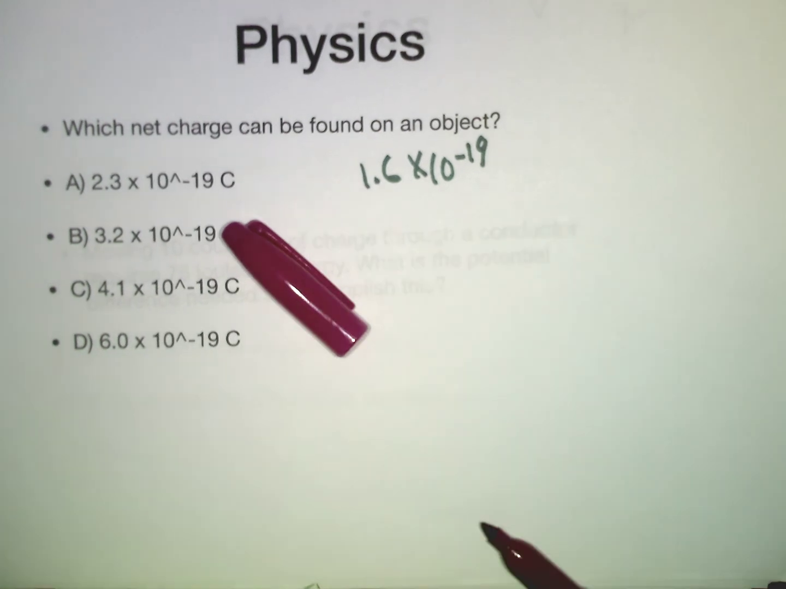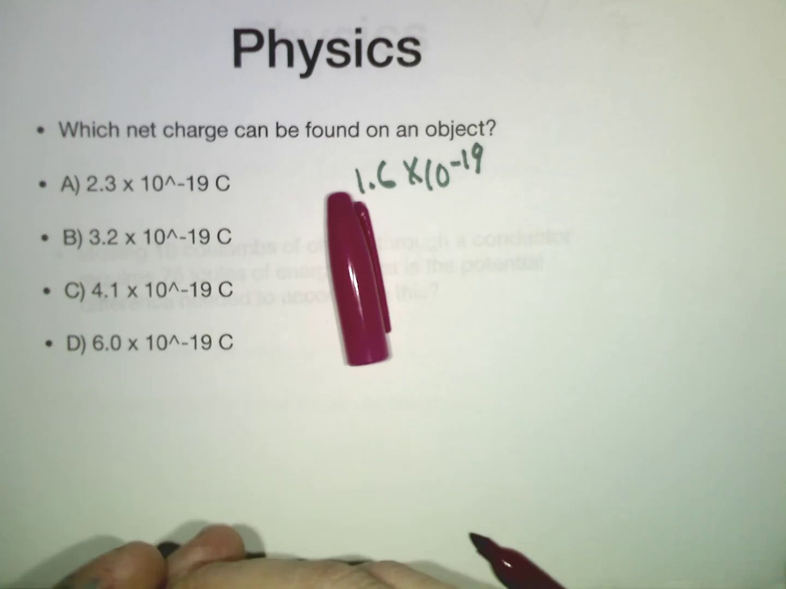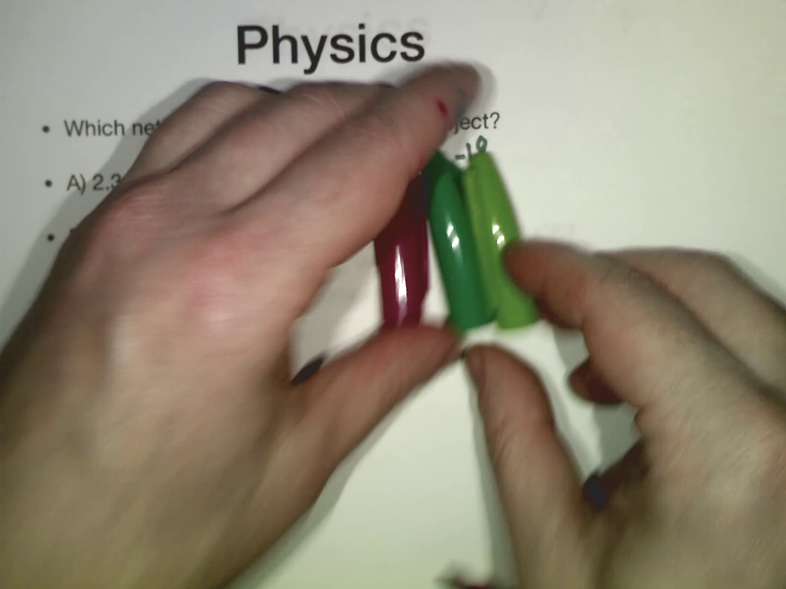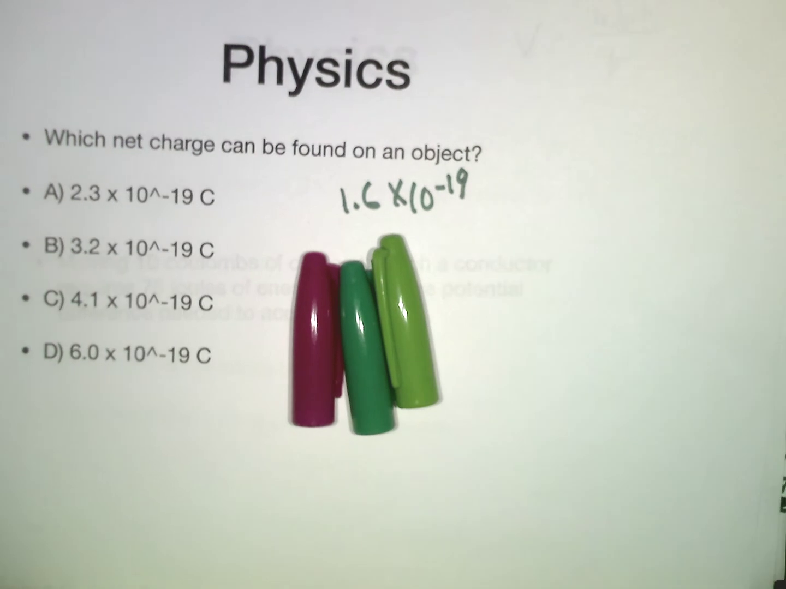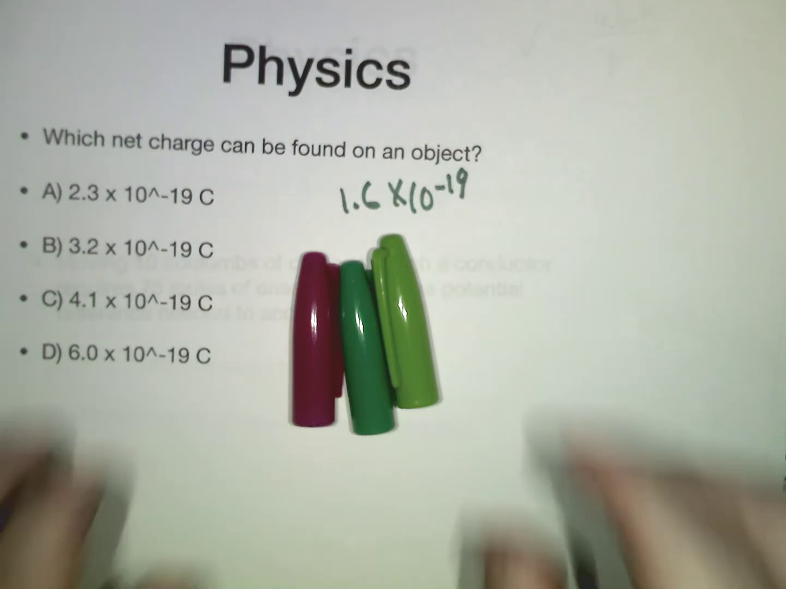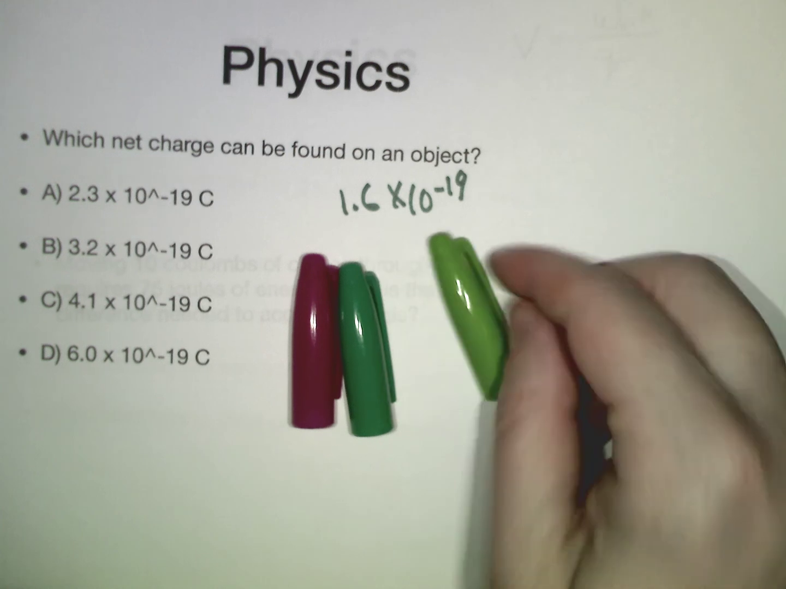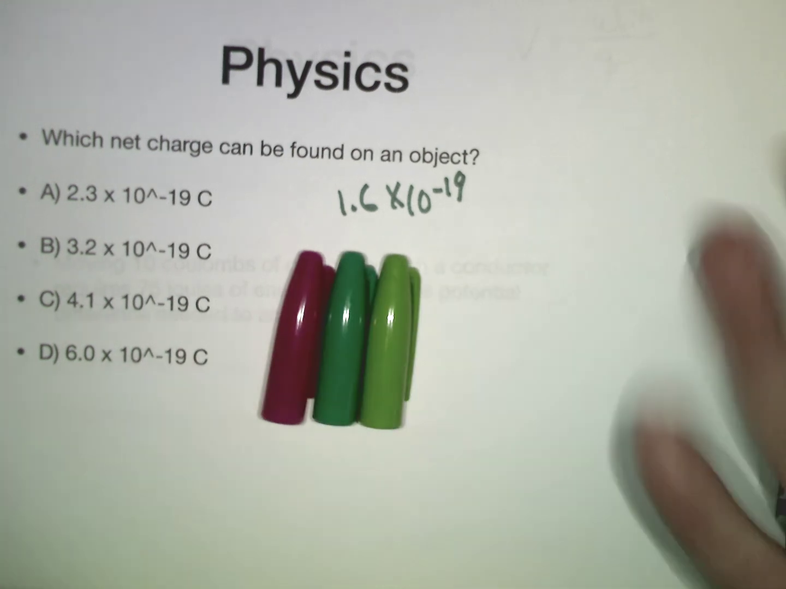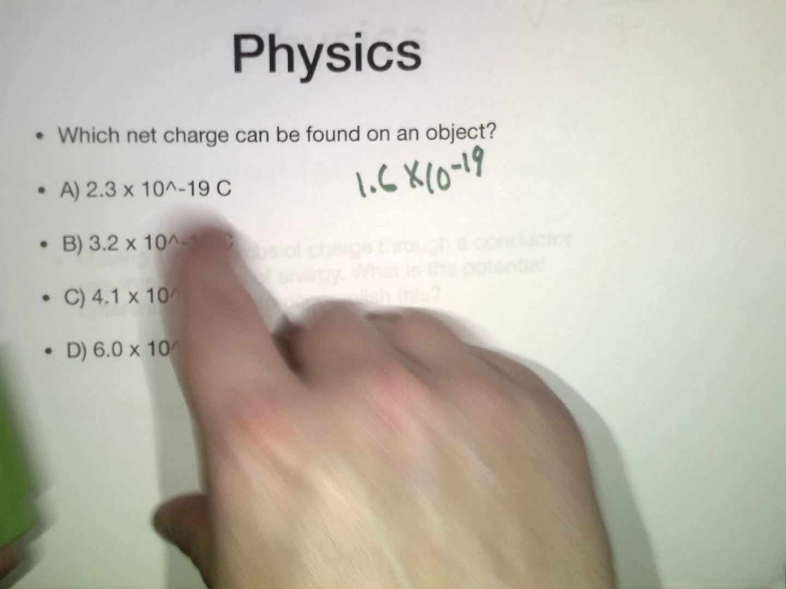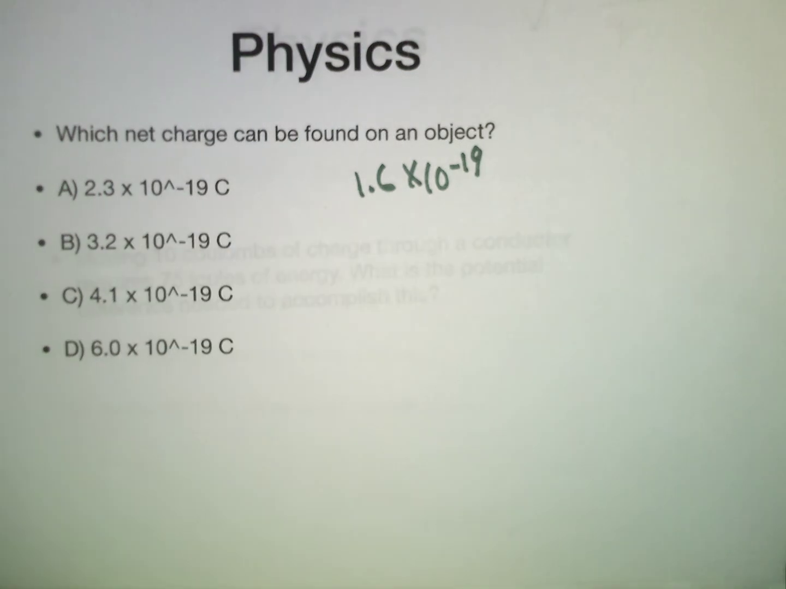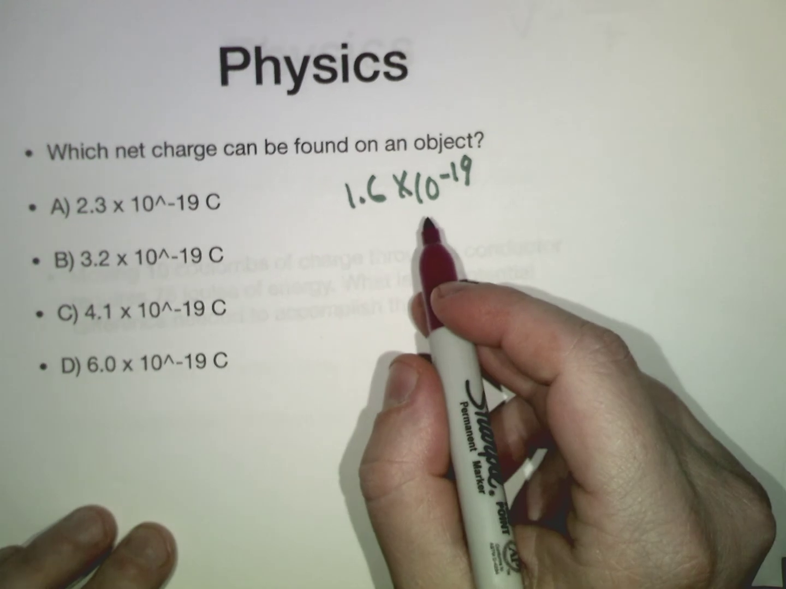So every time an electron is taken away or added, you have just another one. So it's either 1 or 2 or 3 electrons. And each one of those is worth 1.6 times 10 to the negative 19. That's the only charge an electron has on it. There's no such thing as another charge. So all of these numbers have to be whole number multiples of 1.6 times 10 to the negative 19.